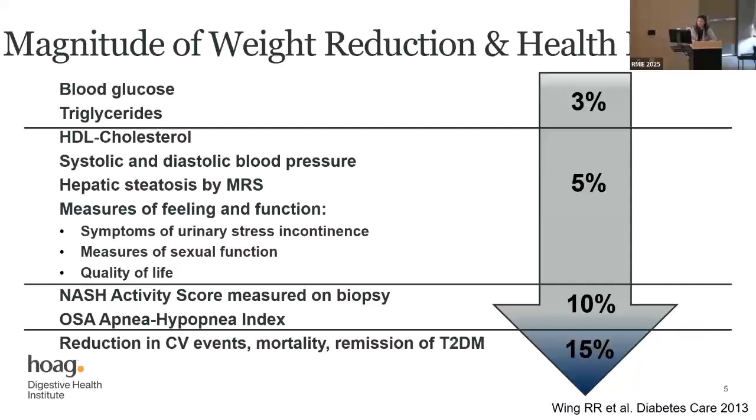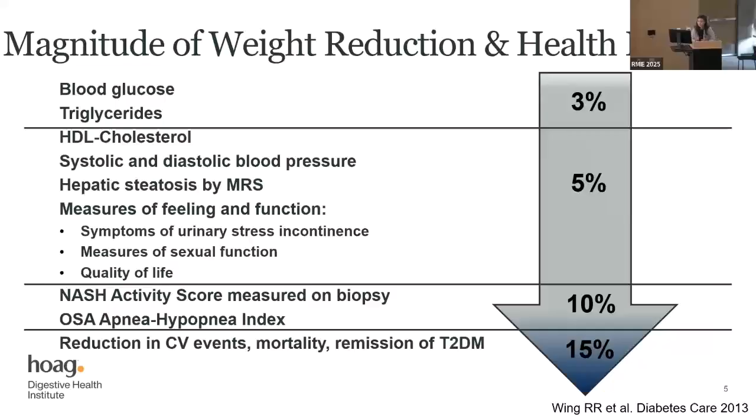So what we know is that 3% total body weight loss can affect your blood glucose and triglyceride levels. At 5% we start to see improvements in your lipid panel and your blood pressure measurements and steatosis by MR, and then measuring the feelings of function. Remember, quality of life is a big issue for patients with obesity. So even losing just a little bit of weight can really help quality of life. All of our outcomes for obesity-related interventions must meet a 10% total body weight loss threshold to be considered effective therapy.